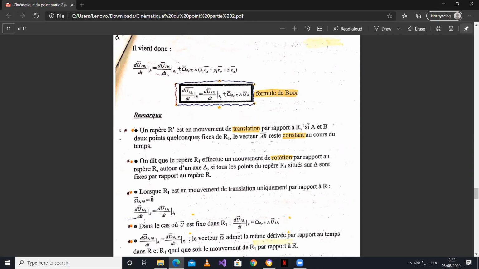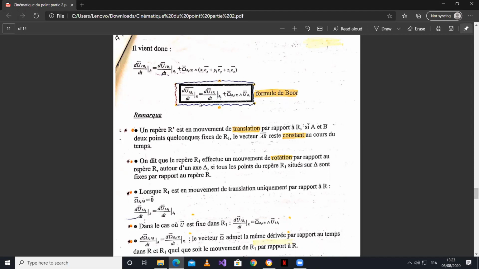Read it through. D de U écrit dans R1, dt dans R égale, you derive it in its own referential, not its foreign referential, because here they're asking us to derive it in a foreign referential. So we will derive it first in its home referential, and then we are going to include this term to show that we are deriving it in a foreign referential. So we'll say omega de R1 par rapport à R vectoriel, the same angle we are deriving.